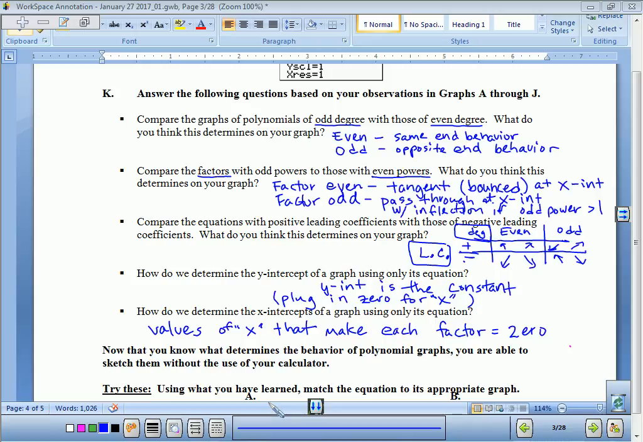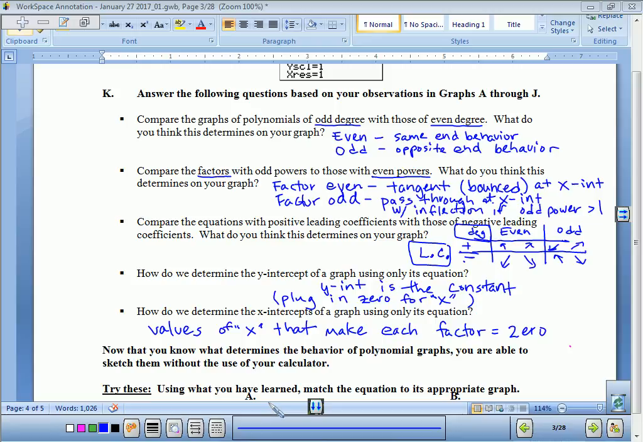Okay? Now the other one was an odd degree. If a function has an odd degree, the ends are doing the opposites. Okay? If it is an odd degree with a positive leading coefficient, it falls to the left and it rises to the right. Kind of looks like y equals x. Falls to the left, rises to the right.